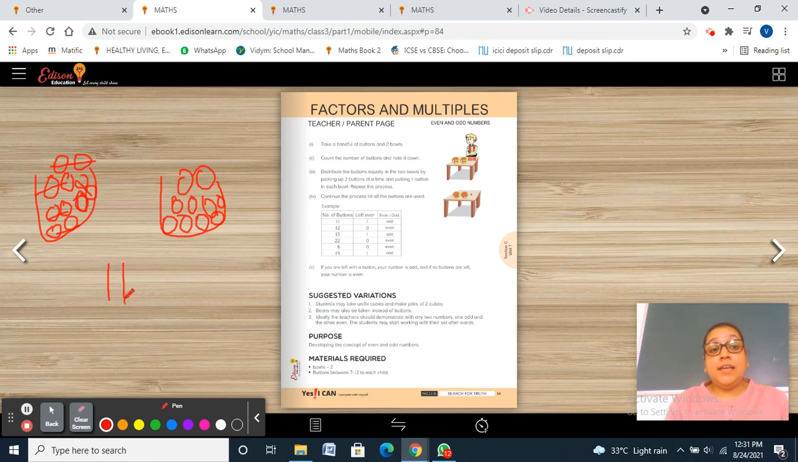So 11 is an odd number. Similarly, when you do it with 12 things, you will find that there is no remainder, no leftover. So it is an even number. With 15, you will find 1 as the remainder, and then it will be an odd number. So when you divide a number by two and get zero as the remainder, then it's an even number.